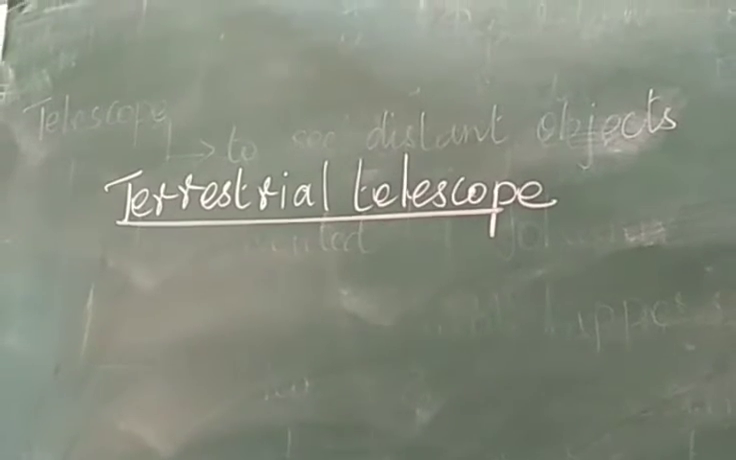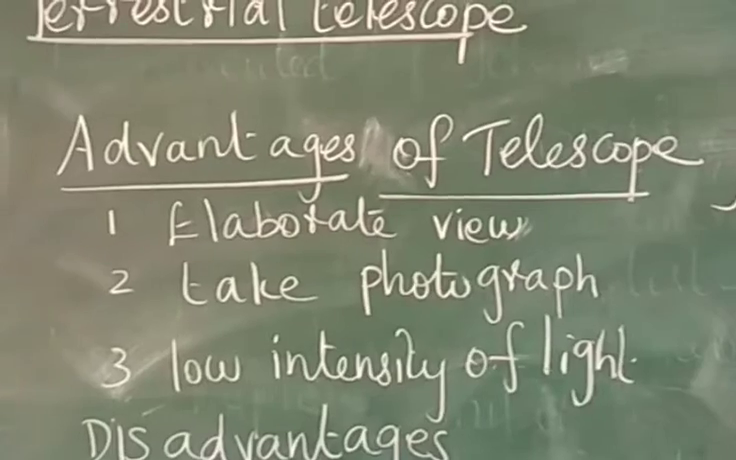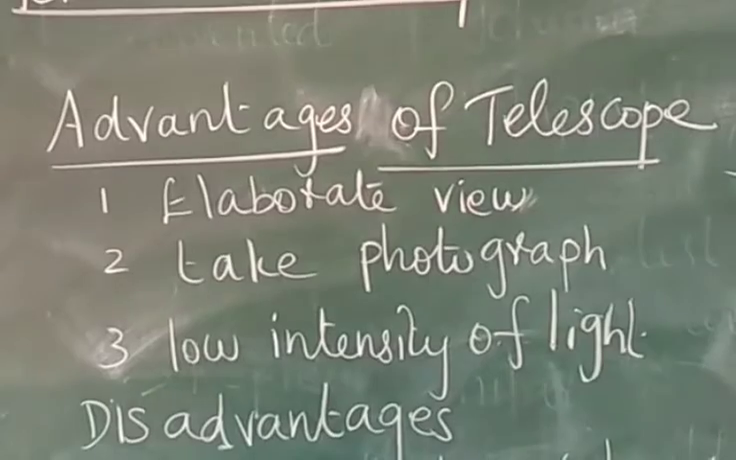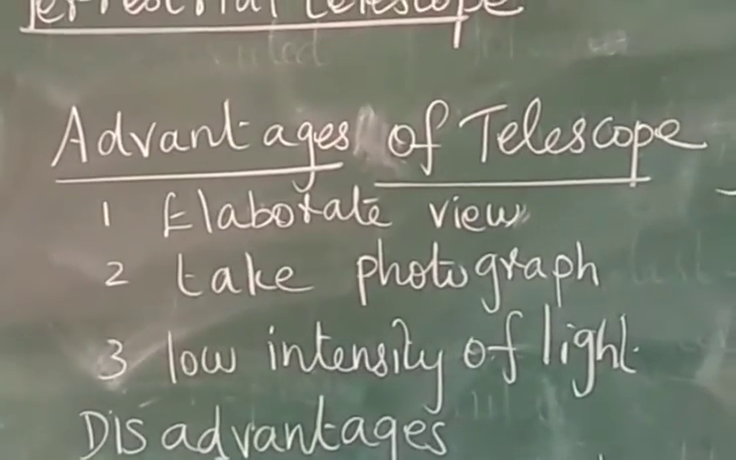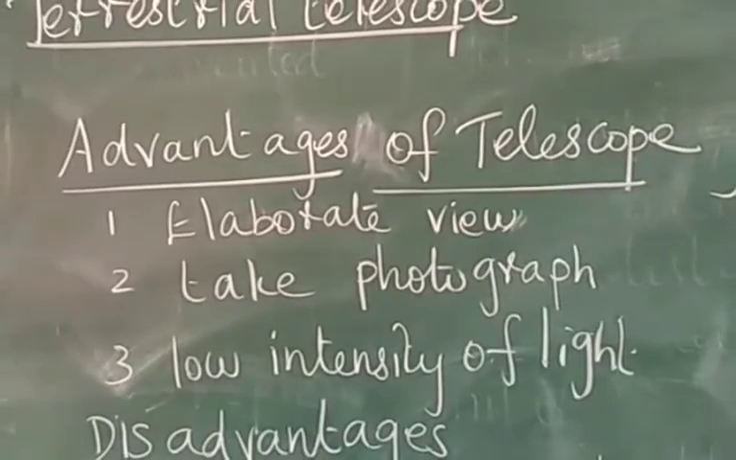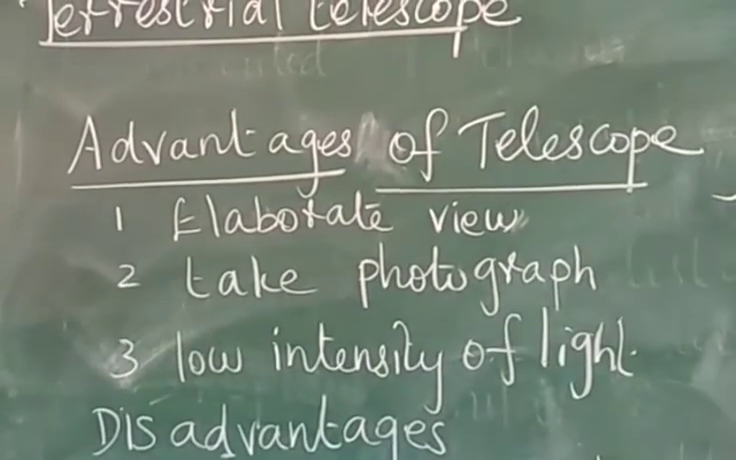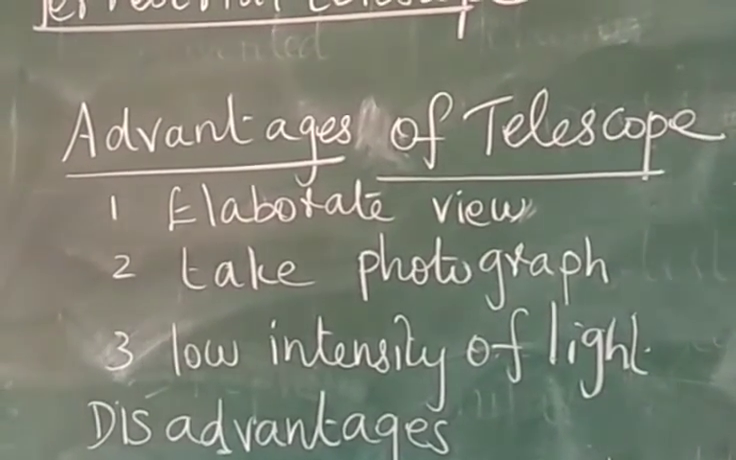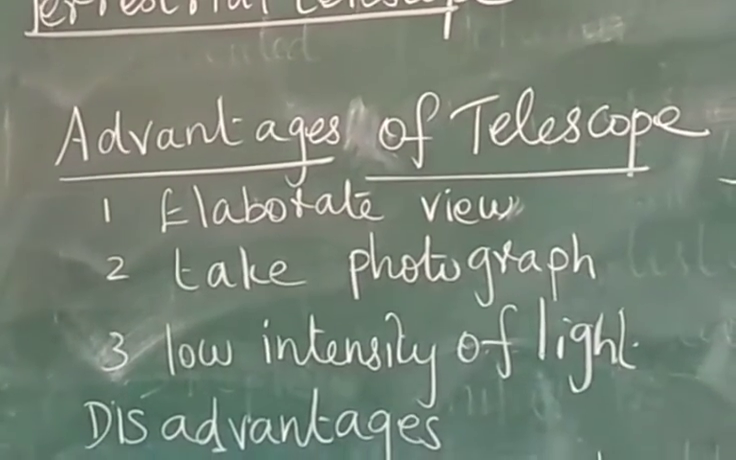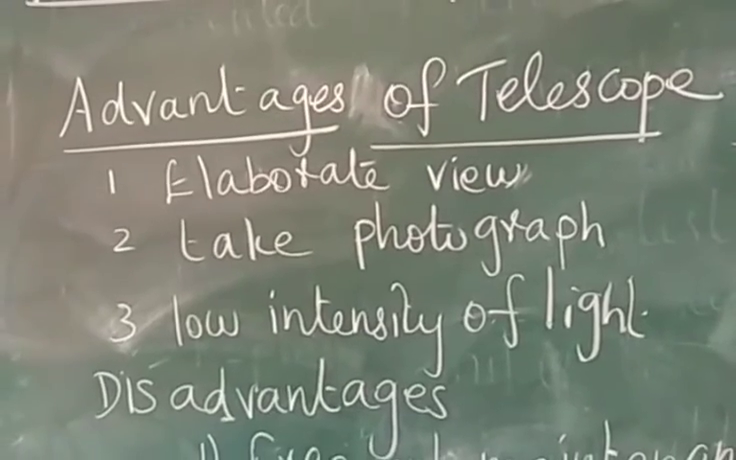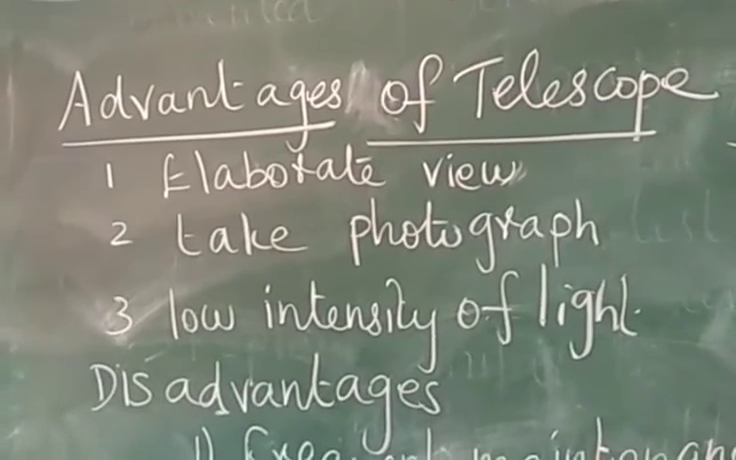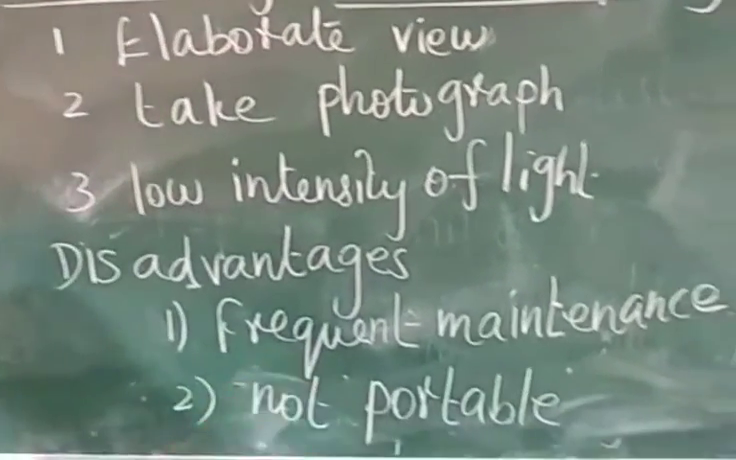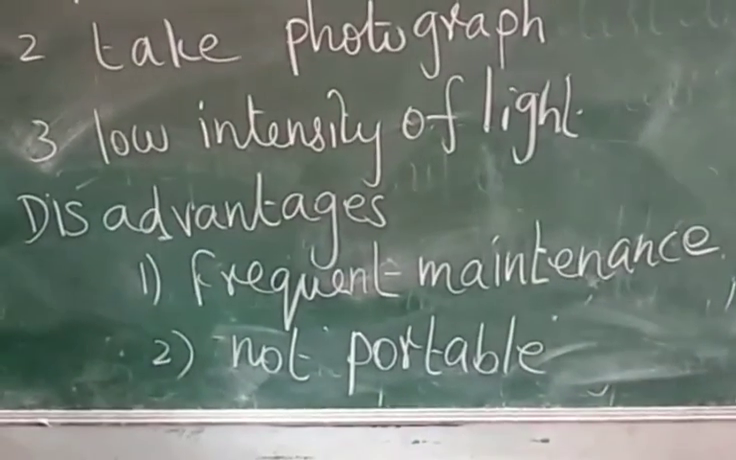Next heading, advantages of the telescope. First point, an elaborate view of the galaxy, planets, stars and other heavenly bodies is possible. An ordinary telescope is used to see only distant objects, but an astronomical telescope is used to see celestial bodies. Second, a camera can be fixed for taking photographs of celestial objects. Third point, the telescope can be used even with low intensity of light. These are the advantages of the telescope. What are the disadvantages? Frequent maintenance is needed. It is not easily portable.